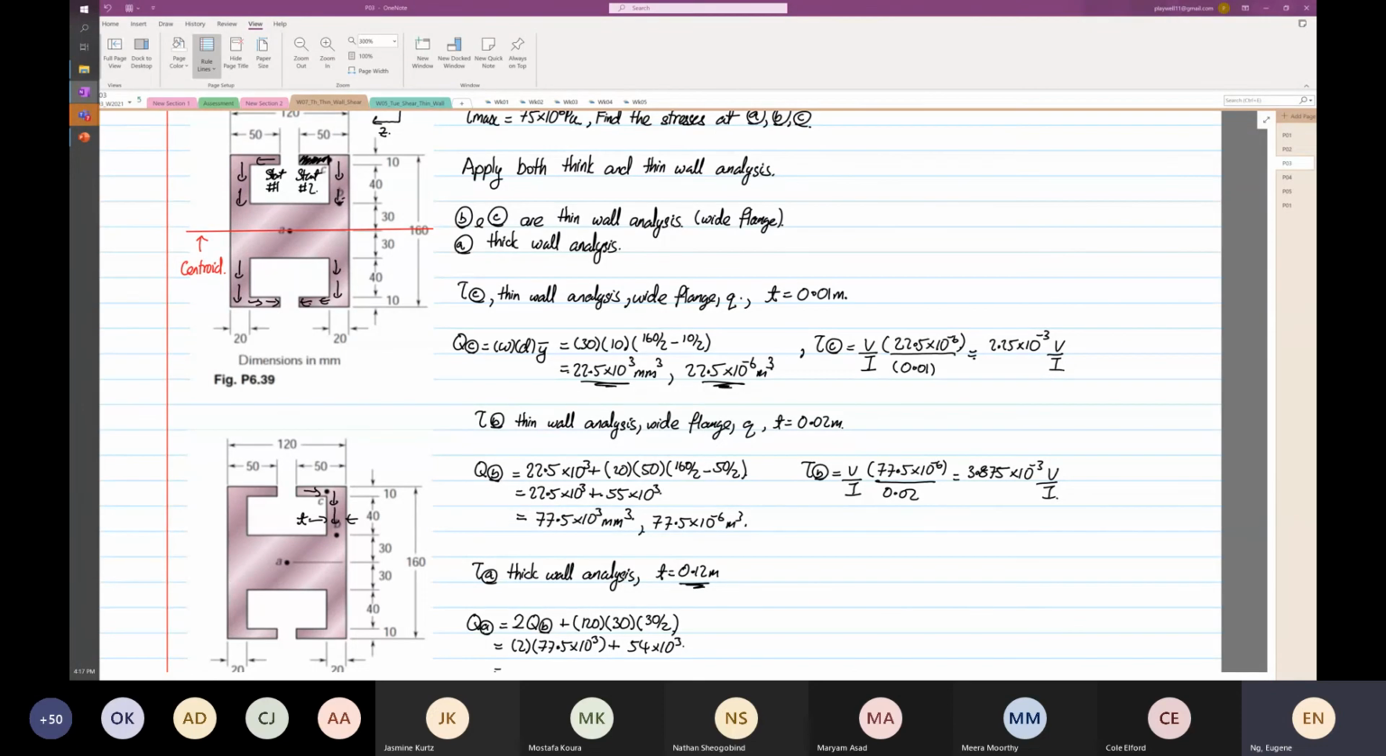77.5 to the power 3 times 2 plus 54 to the power 3. So I get 209 times 10 to the power 3 millimeter cube. Okay, give me like 2 more minutes. So this is 209 times 10 to the power minus 6 meter cube.